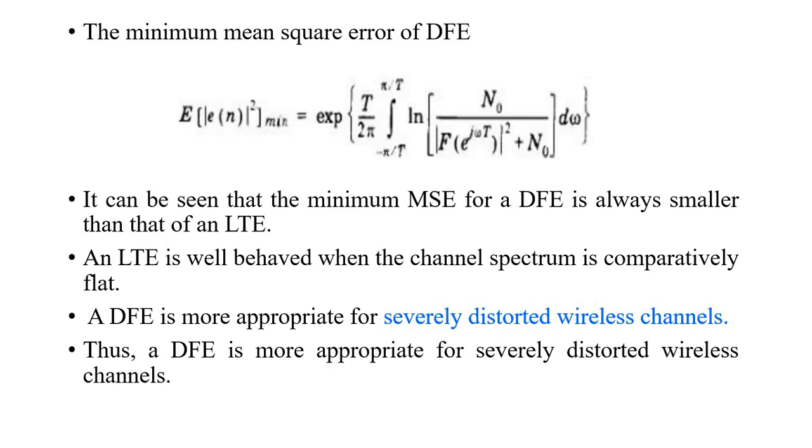Thus we say that the decision feedback equalizer is getting more importance when solving the problem of ISI, which is considered one of the main factors in communication systems, specifically in wireless media.